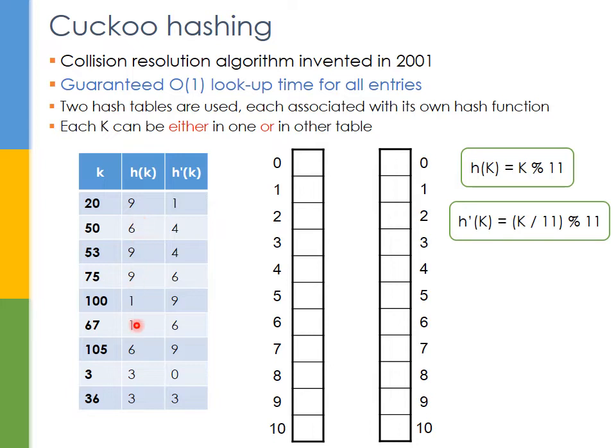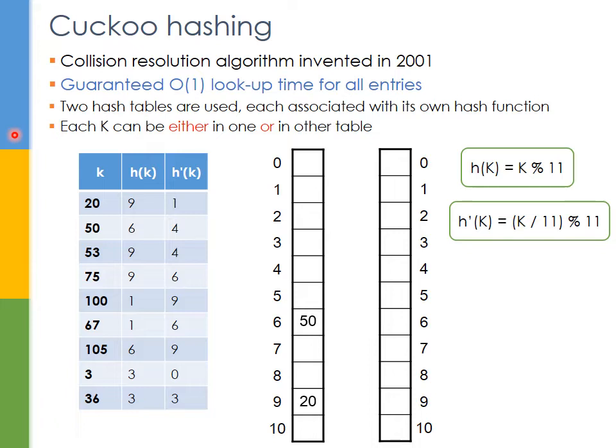We start with 20. So far both hash tables are empty, so we're going to use the first hash, h of k, which is 9. And 20 is just going to go there. Obviously, currently there are no clashes. Then we have 50, and for 50, its first hash, h of k, is 6. So 50 is just going to go to 6.